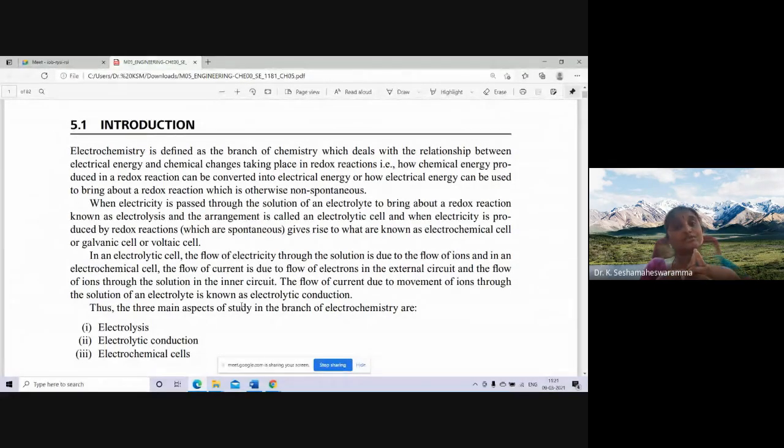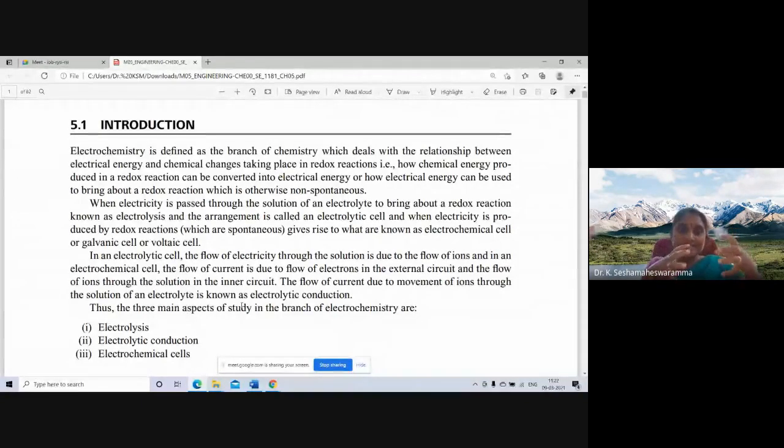When electricity is passed through the solution of an electrolyte to bring about a redox reaction, it is known as electrolysis. What is meant by electrolysis? When electricity is passed through the solution of an electrolyte to bring about a redox reaction, it is known as electrolysis, and the arrangement is called an electrolytic cell. When electricity is produced by a redox reaction, it gives rise to what are known as electrochemical cells, or galvanic cells, or voltaic cells.